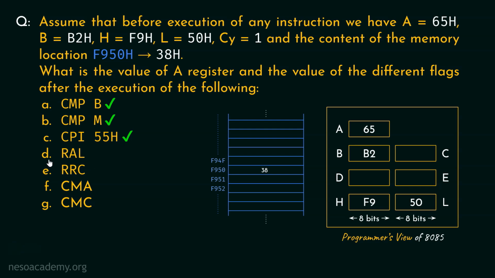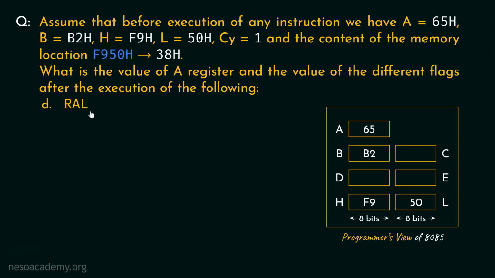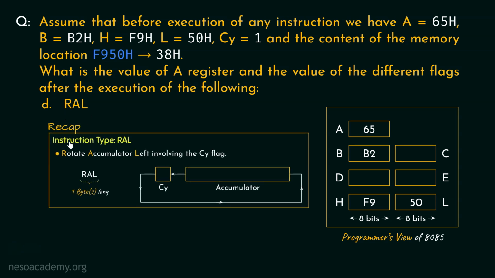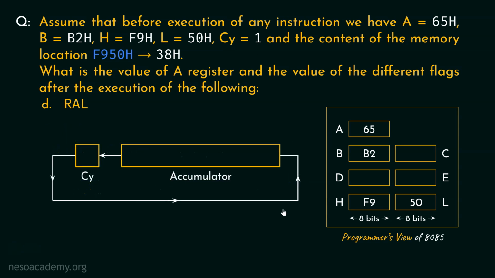Let's now focus on the fourth instruction, that is RAL. Now RAL stands for rotate accumulator left involving the carry flag. So the carry flag which was set previously is going to be used now. We will need this organization to execute this. If you notice, within the accumulator, we have got the value 65. Now 5 in 4-bit binary is 0101. What about 6? In 4-bit binary, it is going to be 0110. Now the carry flag initially is set, so we will also set the carry flag.